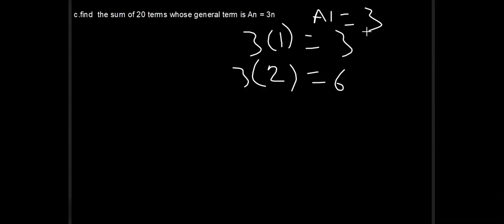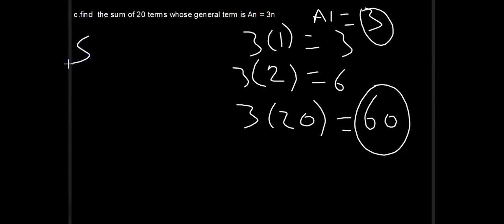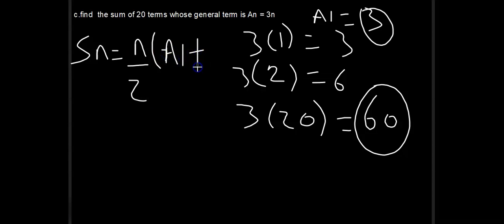And then the other thing that I need is, since it says the sum of 20 terms, I want to find the value of the 20th term. So I'm going to do 3 times 20, and 3 times 20 is 60. I just need these two values, and if I have them, it will be so easy for me to find the sum of the 20 terms. So the sum will be Sn equals n over 2, the whole A1 plus An.